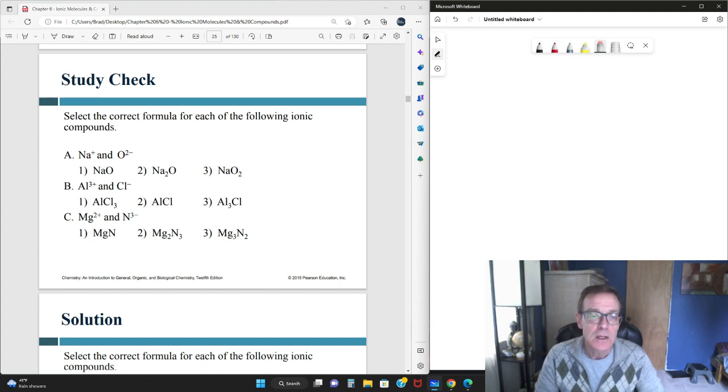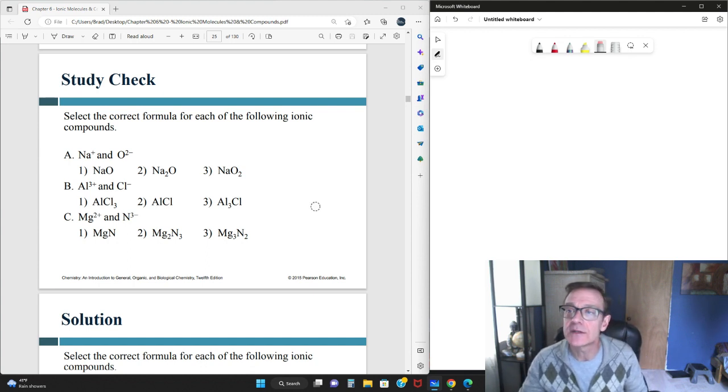Okay. Likewise for B, we have aluminum, which is a cation with a +3, chlorine with a -1 charge, hopefully somewhat obviously at this point. So we will need three chloride negative charges to balance out the three positive charges on aluminum. So number one would be aluminum chloride, sub 3. Okay. And the only tricky one here, let's look at this, magnesium and nitrogen.